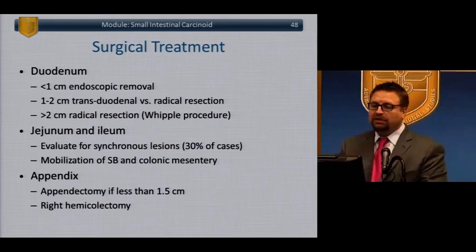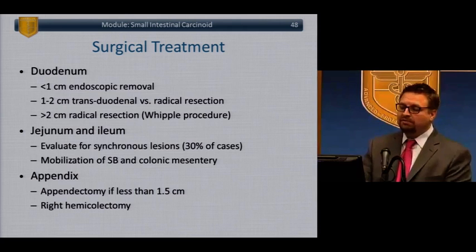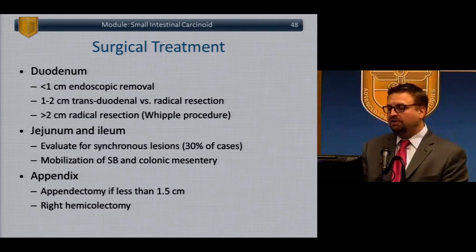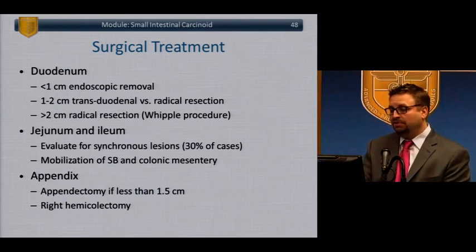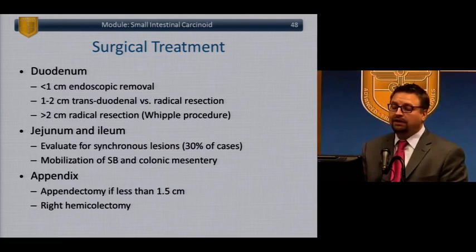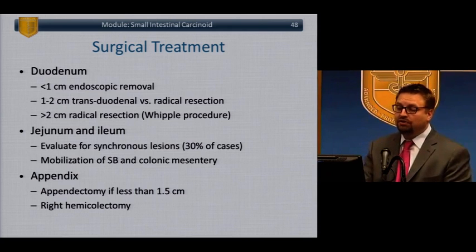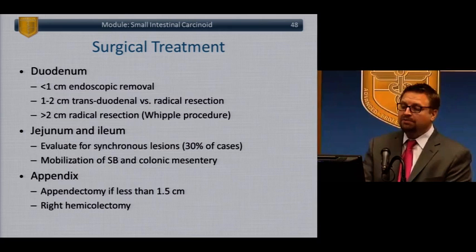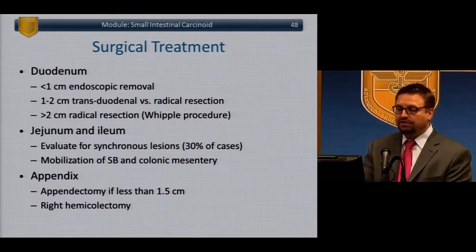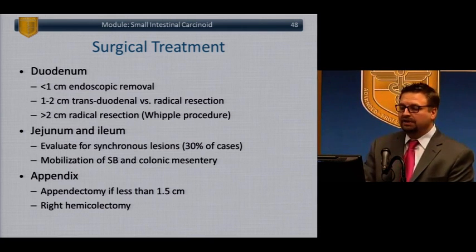So treating these lesions in the duodenum, as we saw in that case, small lesions less than 1 centimeter are most often amenable to endoscopic removal. Large lesions, so more than 2 centimeters, should undergo radical resection, even if that means a Whipple procedure. And then between 1 and 2 can sometimes be treated by transduodenal resection, so basically a duodenotomy with local resection and closure versus radical resection.